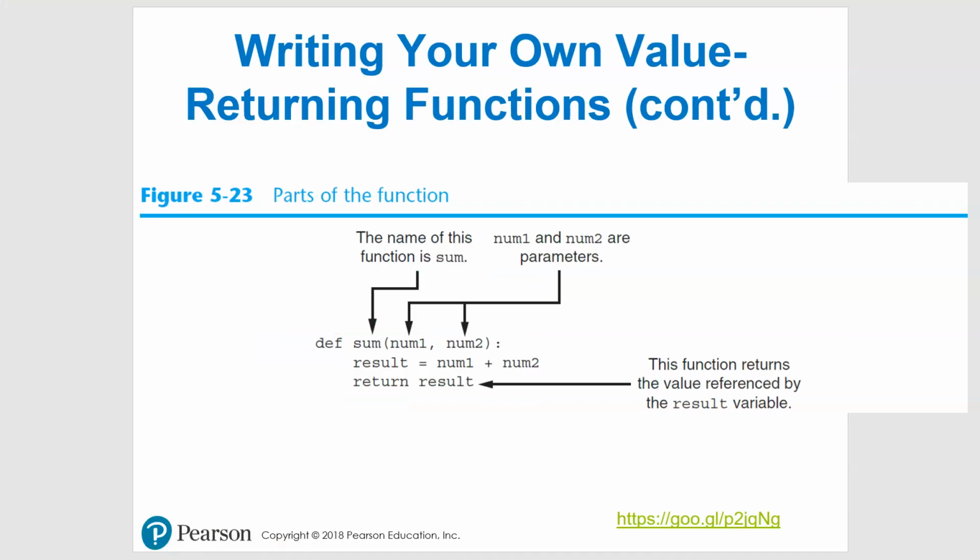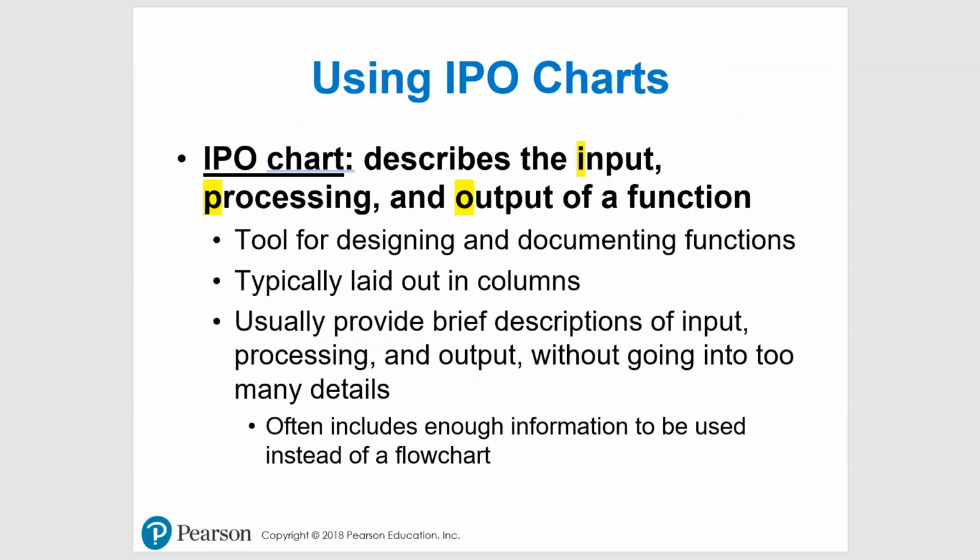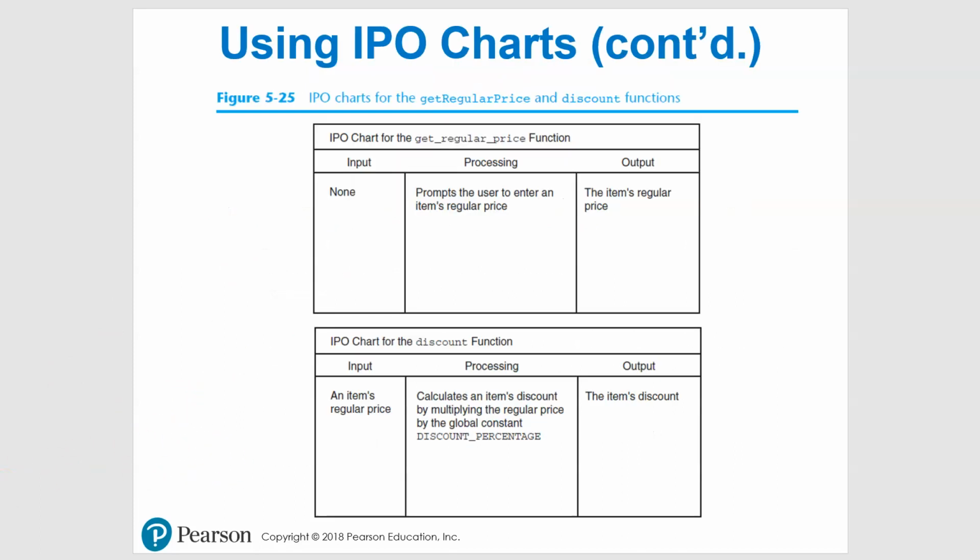All right, so before we go any further, I wanted to point out IPO charts. And so you'll see that kind of next in the slideshow. So input, processing, output. And this chart is used sort of like a flow chart. You kind of use it instead of a flow chart, but it's typically set up to help you lay out your functions and talk about what's going to be an input, what it's going to do is processing, and then an output.